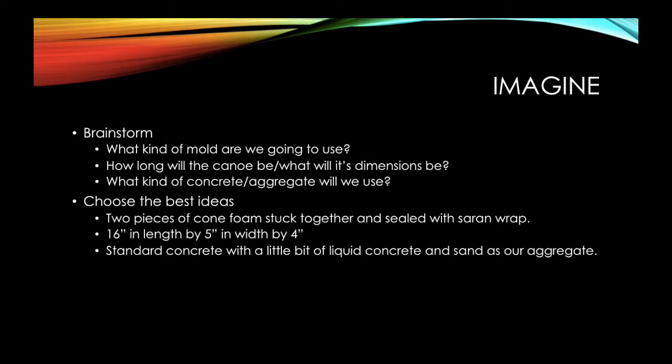We sat down and decided what kind of mold we were going to use and what it would be made out of, how long the canoe is going to be and what we want our dimensions to be, and what kind of concrete and what kind of aggregate we would use. The best ideas we came up with were using a mold made out of 2 pieces of cone-shaped foam stuck together and sealed over with saran wrap. We decided that our dimensions should be 16 inches in length by 5 inches in width by 4 inches of depth. We're going to use just standard concrete with a little bit of liquid concrete and sand as our aggregate.